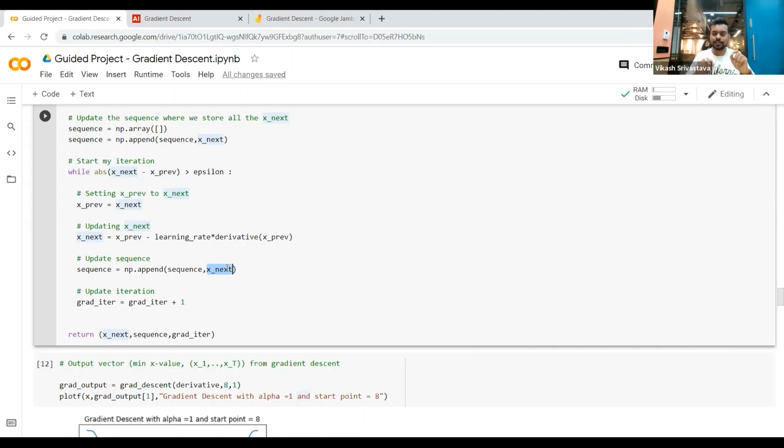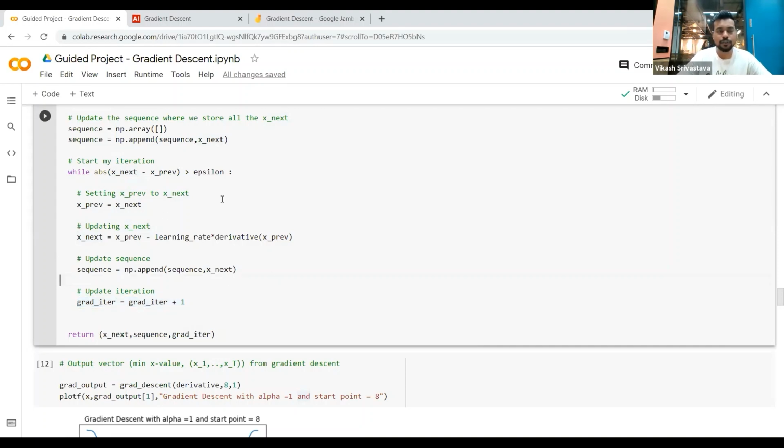So what are the x's that we are getting for each iteration? Then I have another statement where I'm just updating the number of iterations. So how many iterations are we taking to finally reach the convergence? This is a helpful counter that we have here.